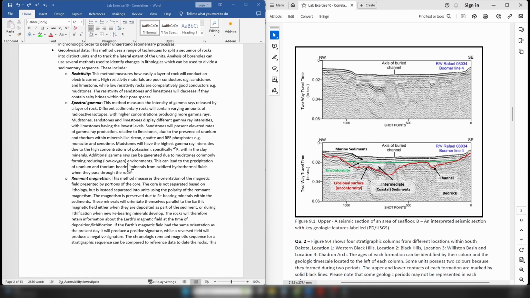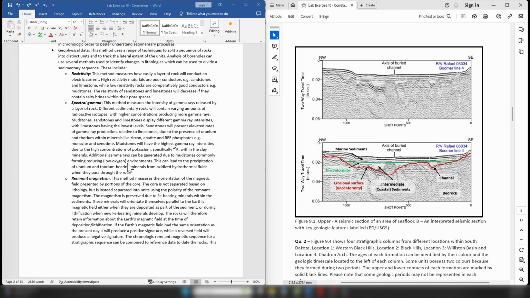Once again, this is going to be a comparative analysis. You're just going to compare the amount of gamma rays being released by the sandstones versus the mudstones versus the limestones. Sandstones will typically present elevated rates of gamma ray production relative to limestone. And this is because sandstones will often contain minerals that have some uranium or thorium within them. So we're looking at minerals like zircon or apatite, which is calcium phosphate, or a whole range of rare earth element phosphate minerals, things like monazite.